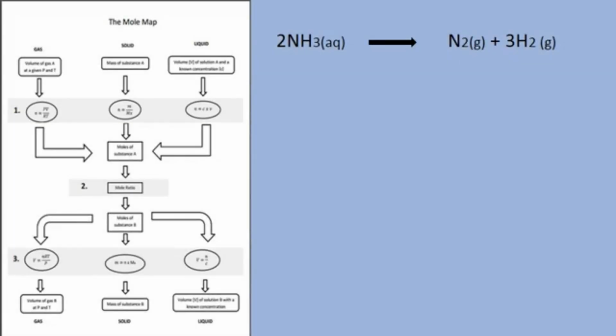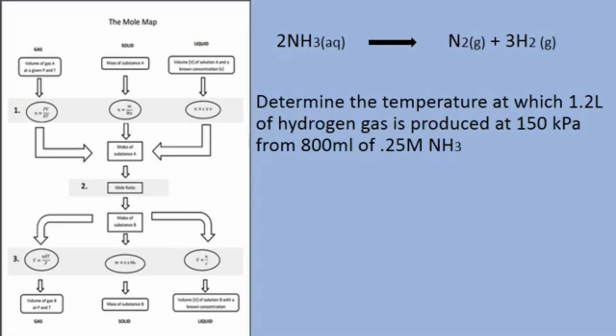In this video, we're going to look at a mole map question. So we've got ammonia gas breaking down into a nitrogen gas and hydrogen gas. And here's a problem we're going to tackle. So we're going to determine the temperature at which 1.2 liters of hydrogen gas is produced at 150 kilopascals from 800 mL of 0.25 molar NH3. I probably didn't need to read that, but I did.